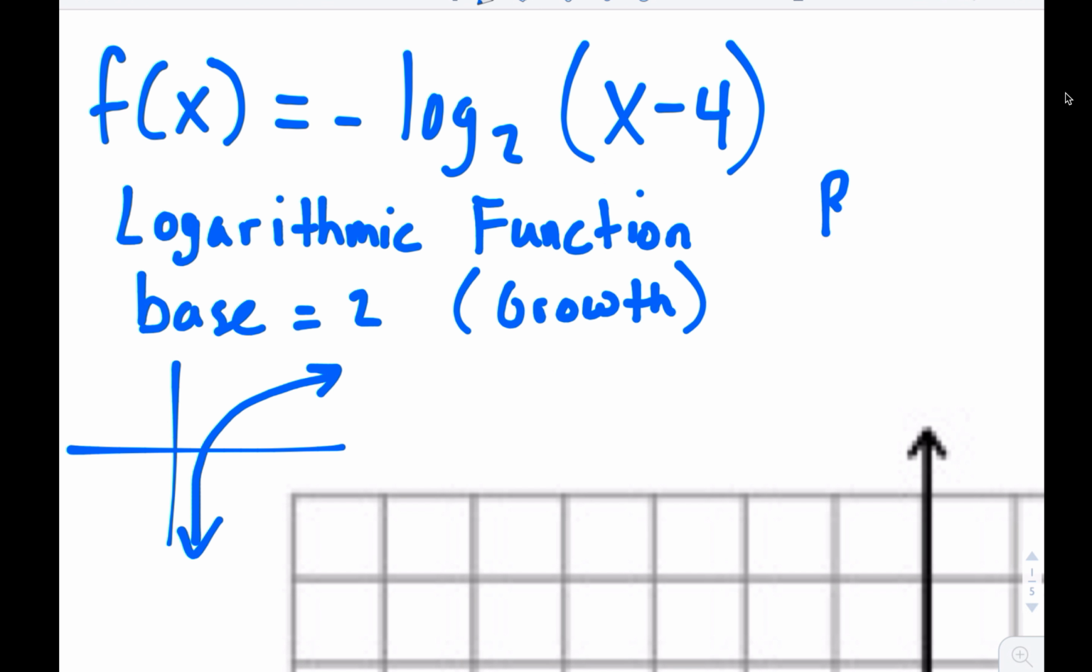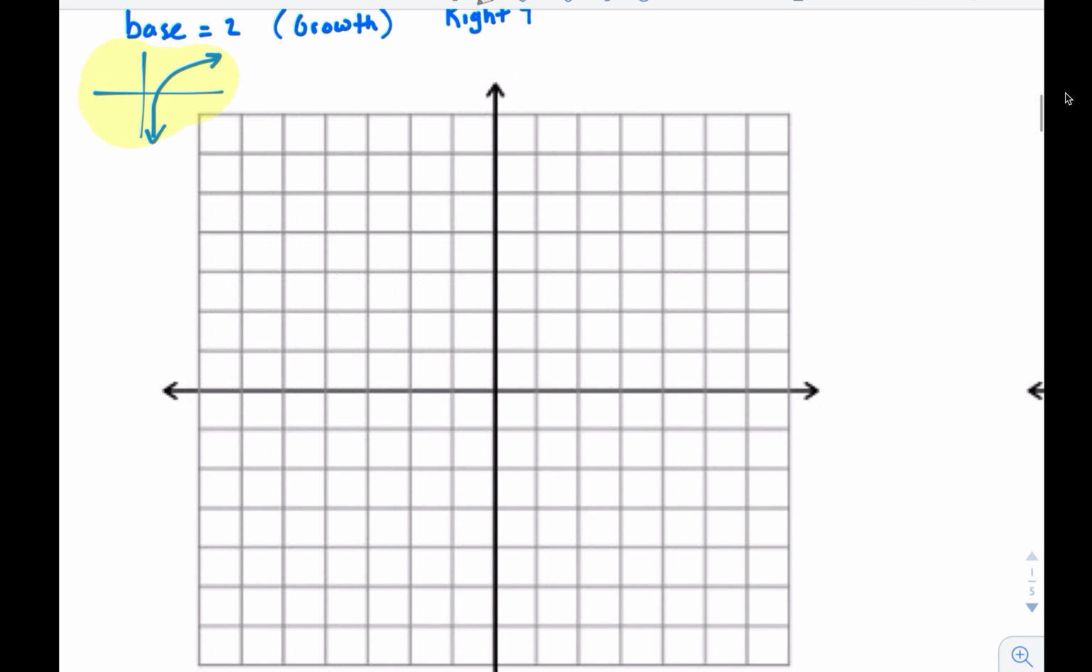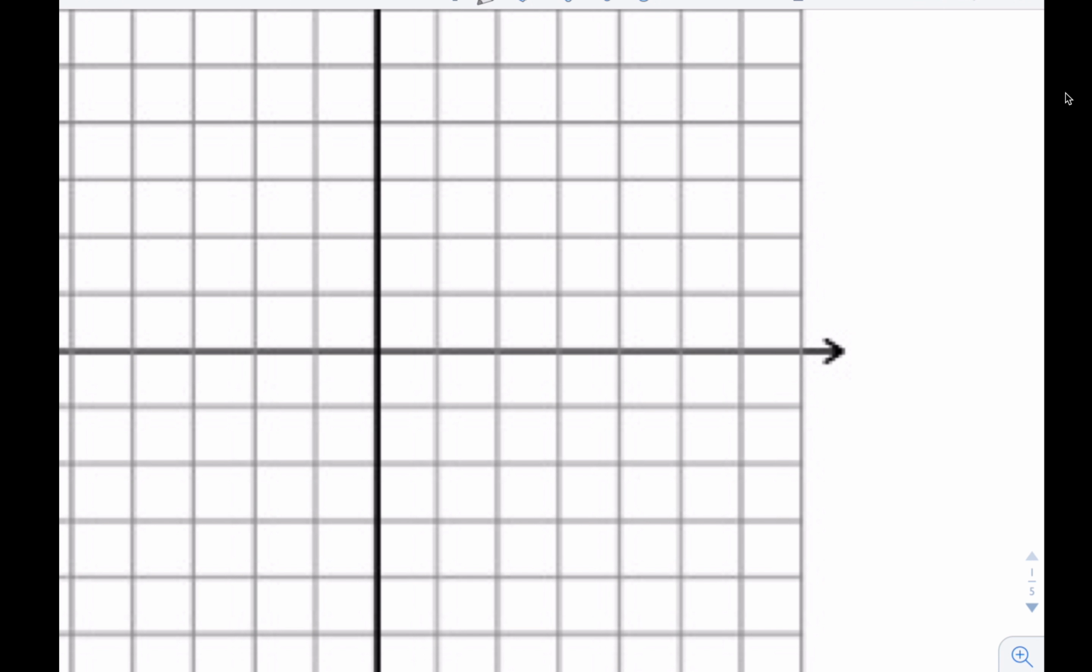So this one has a reflection over the x-axis, and then it's moving to the right 4 units. Okay, so I'm going to do the reflection first. So I know that up here is what the regular log graph looks like. And then I'm just going to take that and flip it over the x-axis. So it's going to look something like that. Okay, so still going through (1, 0), but the direction is a little bit different.